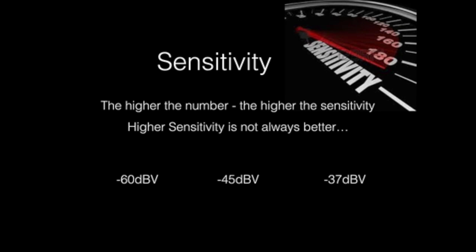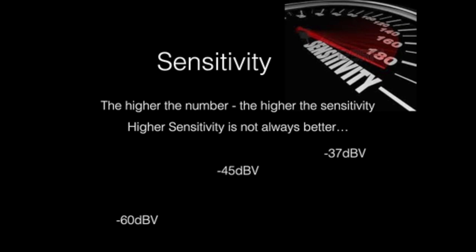So here are 3 numbers. Which is the most sensitive? What do you think? 60, right? No, these are negative numbers. So 37 is actually higher. It's a very common mistake, right? So negative 37 is higher than negative 60. So the higher the number, the higher the sensitivity. And that's what it would look like on your microphone.